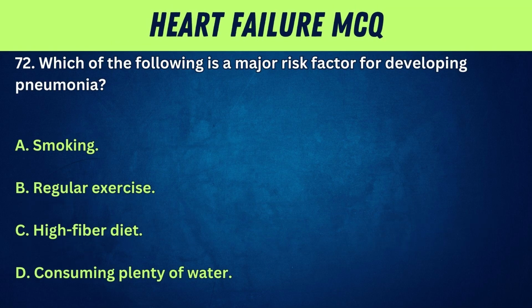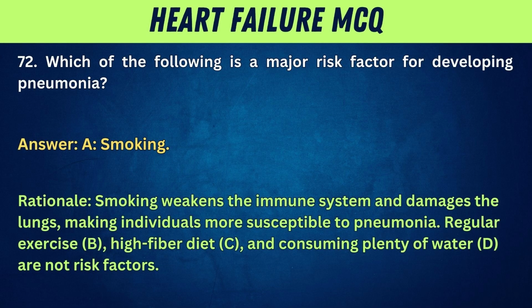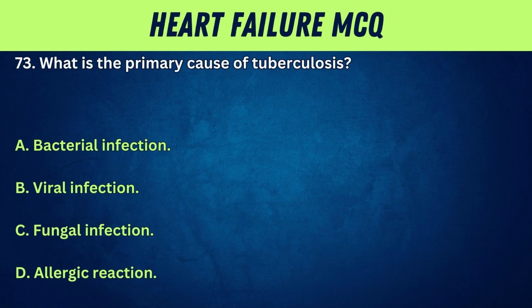72. Which of the following is a major risk factor for developing pneumonia? A, smoking. B, regular exercise. C, high-fiber diet. D, consuming plenty of water. Answer: A, smoking. Rationale: smoking weakens the immune system and damages the lungs, making individuals more susceptible to pneumonia. Regular exercise, B, high-fiber diet, C, and consuming plenty of water, D, are not risk factors.